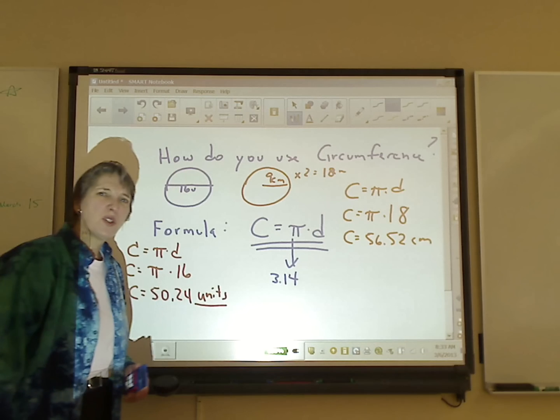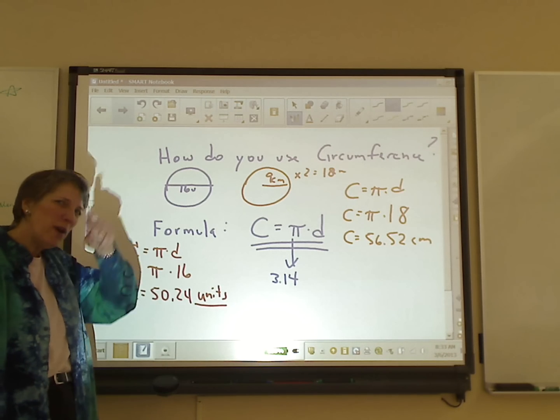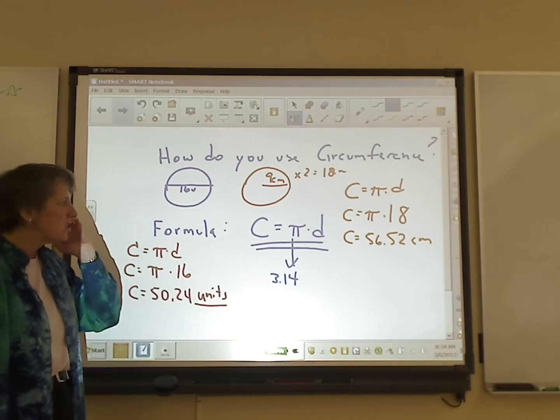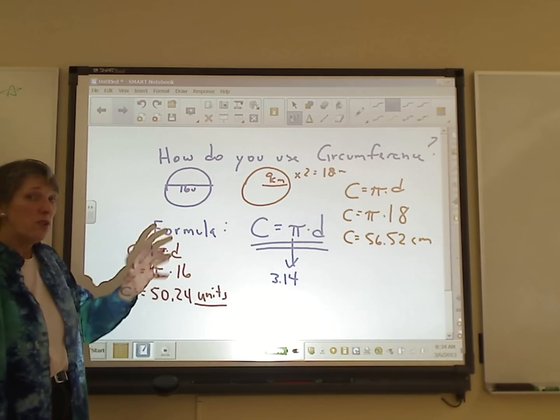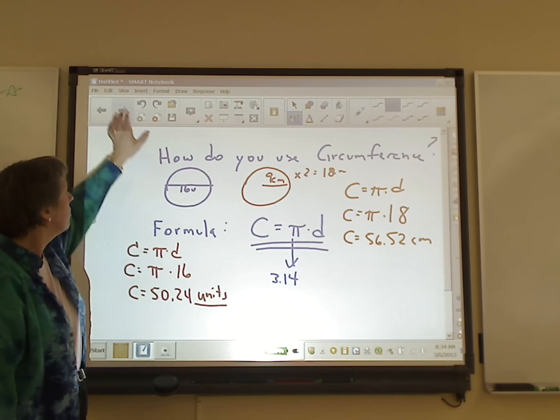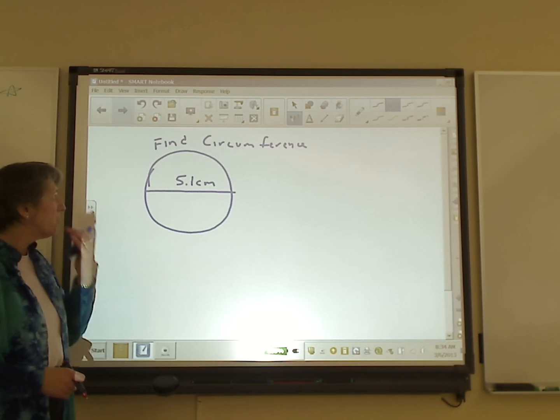It's not centimeters squared because we're not talking about area. We're just talking about a distance. Just like perimeter is not square, it's just a distance. It's in centimeters. Okay, so now you should know how to find it if I give you the diameter or the radius. Well, now find the circumference.